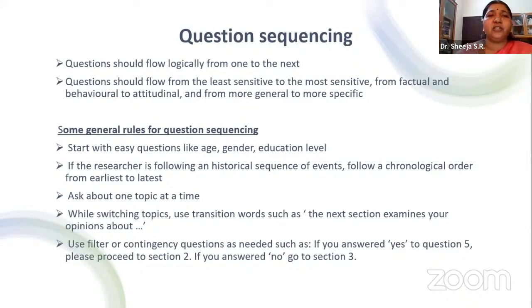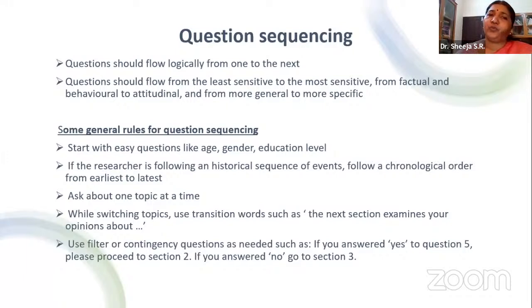There are some general rules for question sequencing. Usually all questionnaires start with factual questions like age, gender, educational level, etc. And if the researcher is following a historical sequence of events, follow the chronological order, from the earliest information to the latest information. That is also very important, so that the respondent may be able to remember all these things in an orderly way.